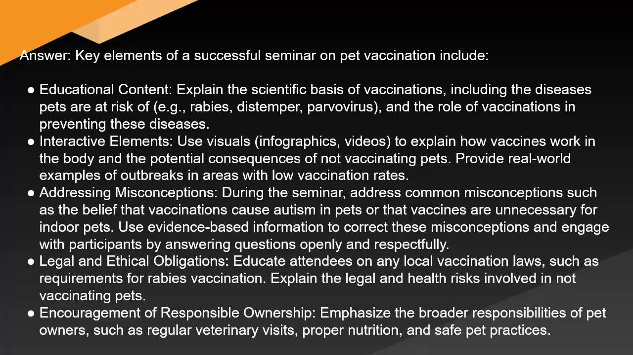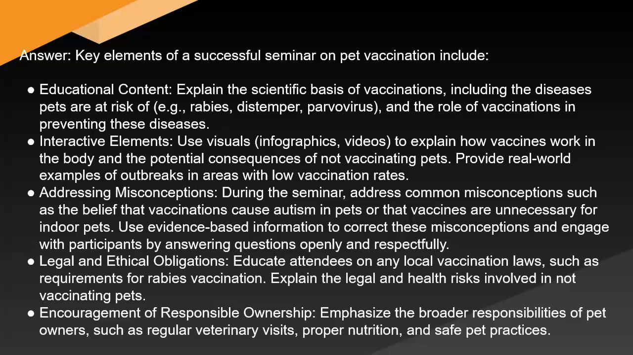Explain the scientific basis of vaccinations, including the diseases pets are at risk of, e.g., rabies, distemper, parvovirus, and the role of vaccinations in preventing these diseases. Interactive elements. Use visuals, infographics, videos to explain how vaccines work in the body and the potential consequences of not vaccinating pets. Provide real-world examples of outbreaks in areas with low vaccination rates.